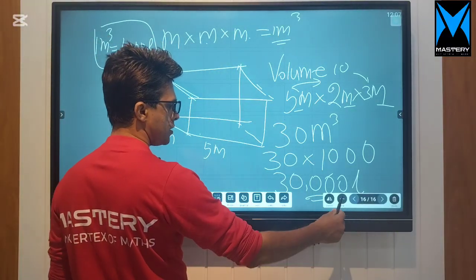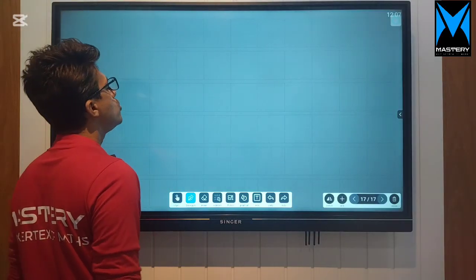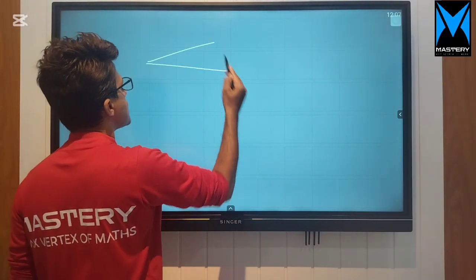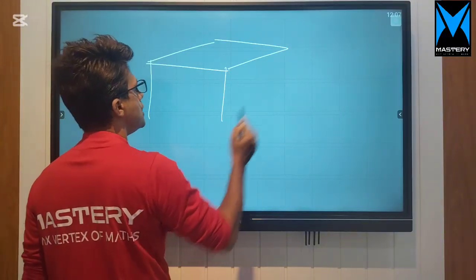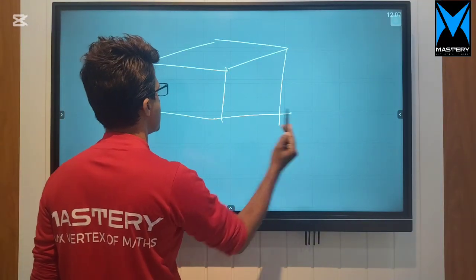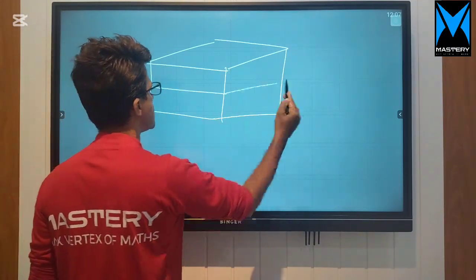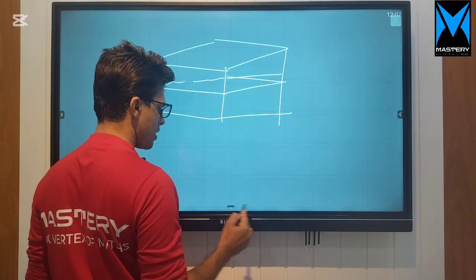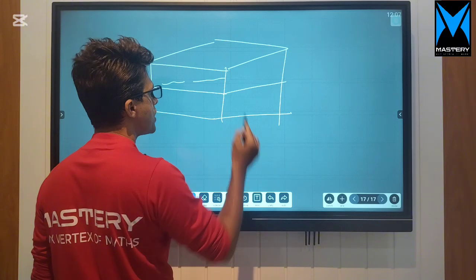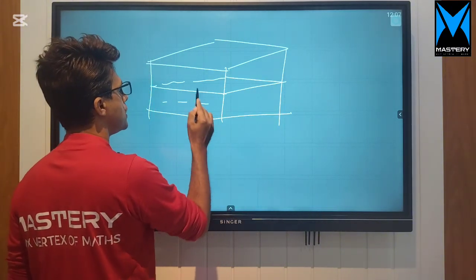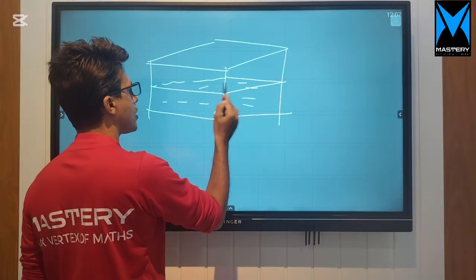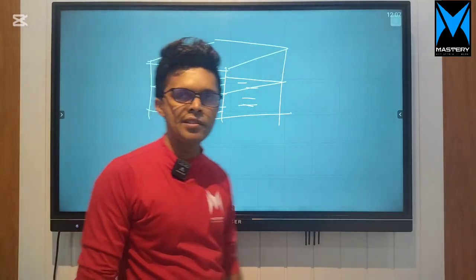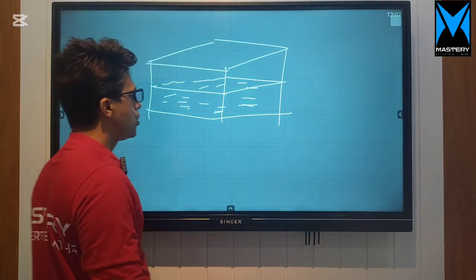So the other question that you need to know here: it has told that this container is filled with water.